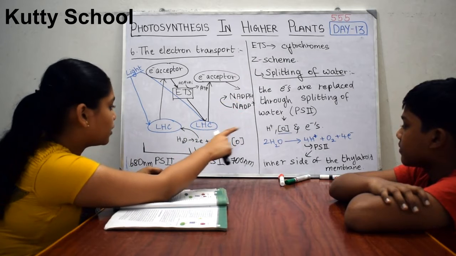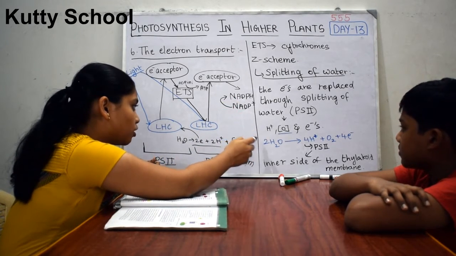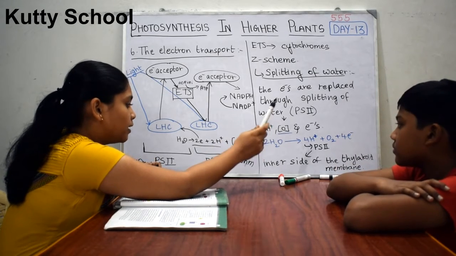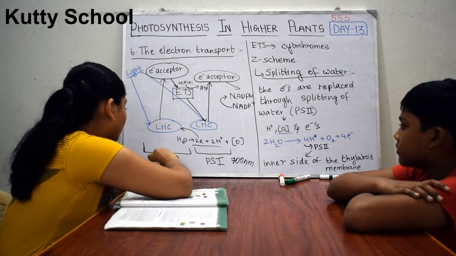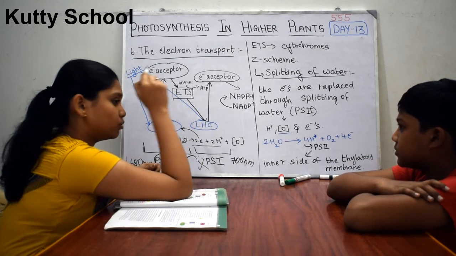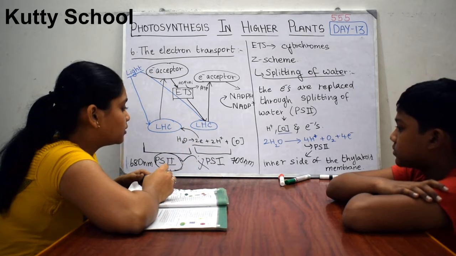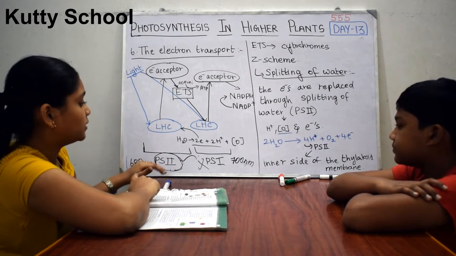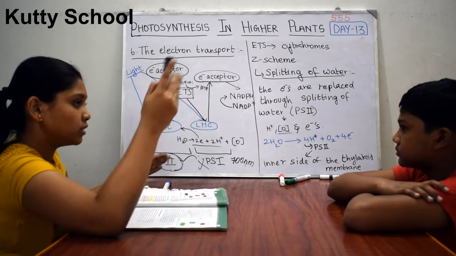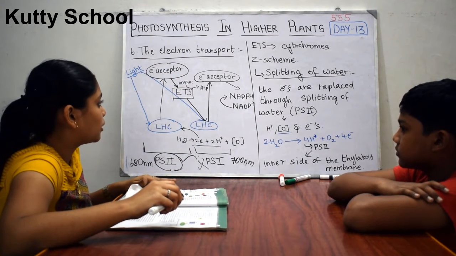We have already seen this reaction, the splitting of water. It produces H plus, a proton, oxygen, and electrons. This mainly occurs only in photosystem 2 and not in photosystem 1. These are the water splitting complexes, and the water splitting complex is present on the inner side of the thylakoid membrane. So this is about the splitting of water.